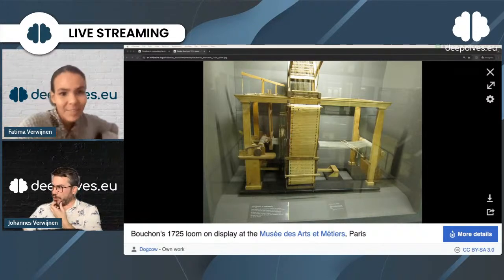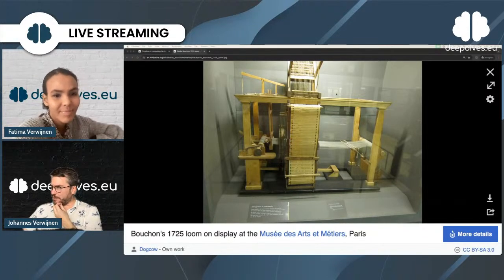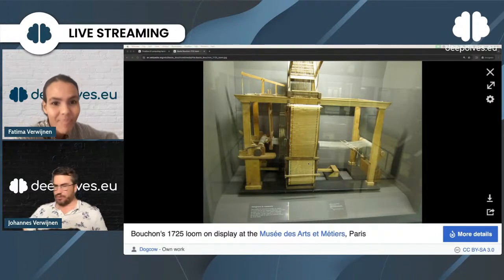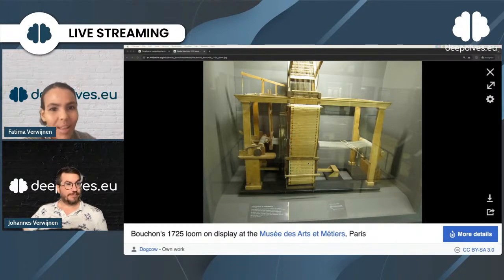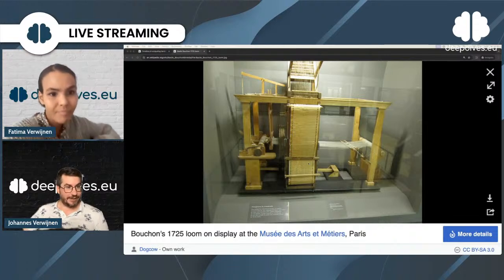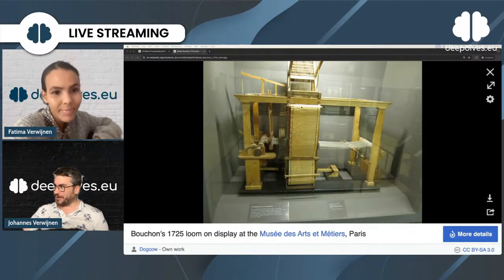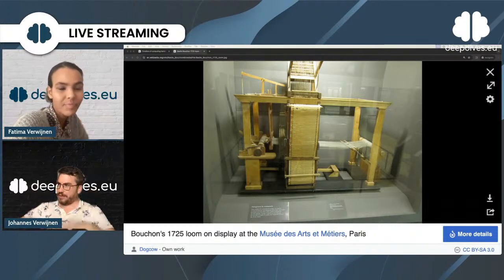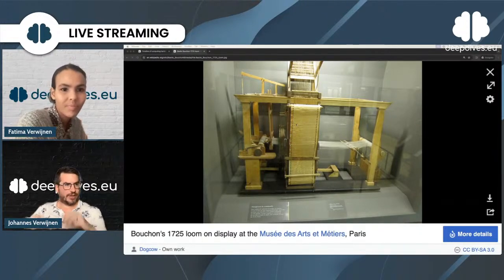So if you take a look at this loom, what would you say is the most fragile part? It's the paper. Right. So that was the problem here. If we're pulling these threads through these holes, then over time they will tear, and then you can't really reuse this multiple times.